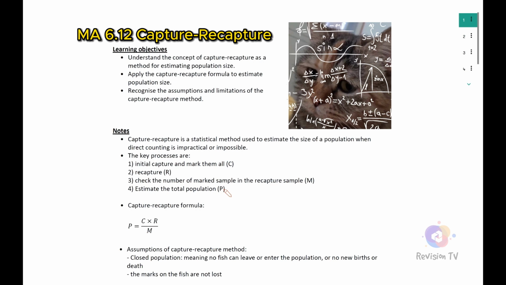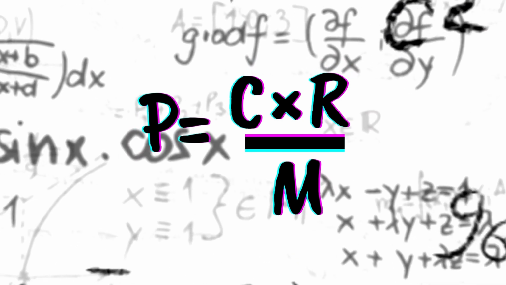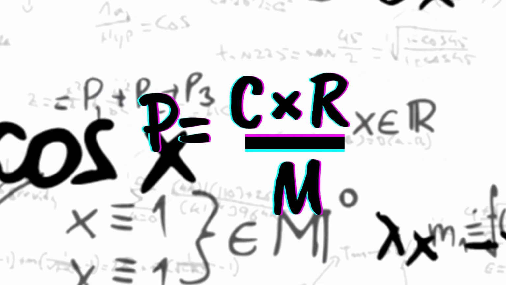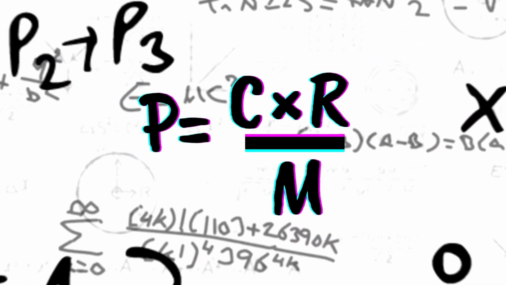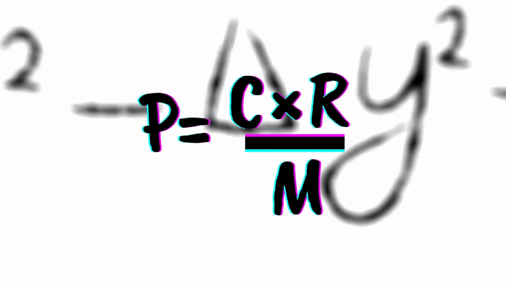Essentially, your teacher might have taught you this as a ratio, but we can formulate it into a formula which you can use. So P equals C times R divided by M. C is the initial capture, R is the amount that you recaptured the second time, and M is how many had been marked when you recaptured the second time.